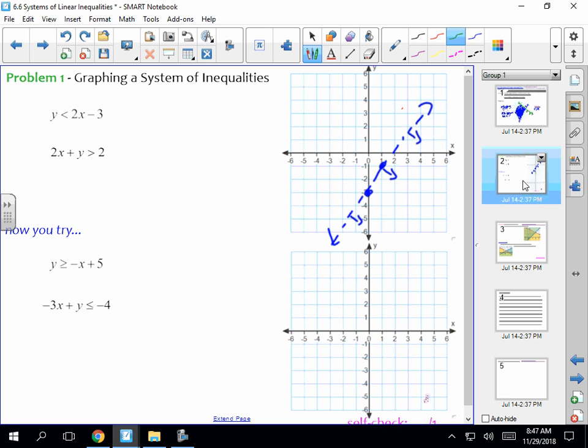This one you're going to have to go ahead and solve by subtracting 2x, or get it in slope-intercept form first. So y is greater than -2x plus 2. So that's a y-intercept of 2, and a slope of -2, so I'd go down 2 and right 1. And then do a dashed line through there.